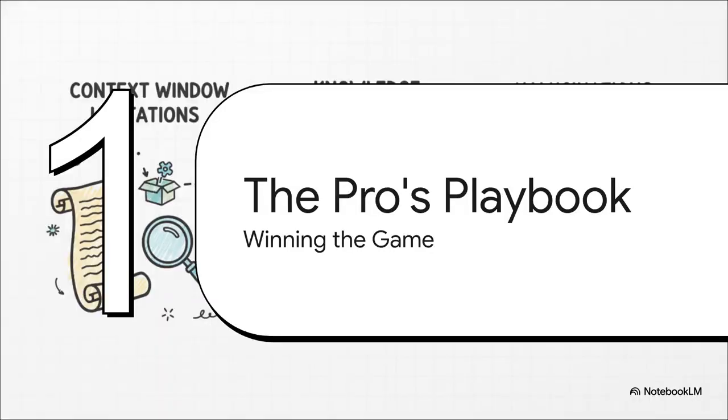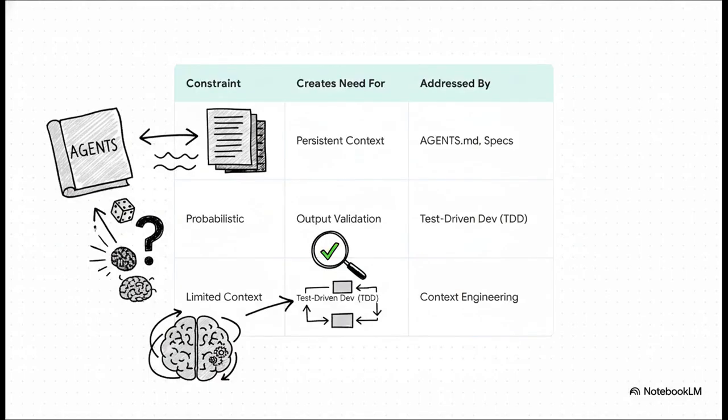So, there we have it. 3 rules: the amnesiac expert, the creative dice roller, and the finite workspace. The thing is, they're not separate problems. They're all part of one interconnected system. So now, let's look at the pro's playbook for how to handle them all together. This slide really connects all the dots.